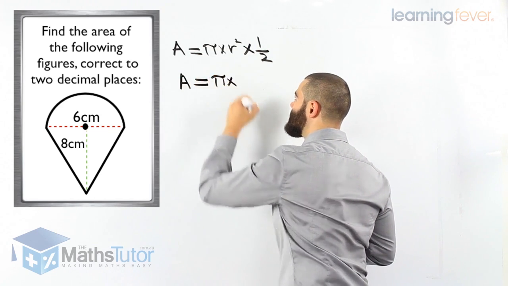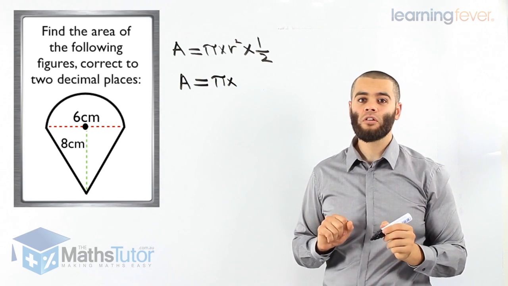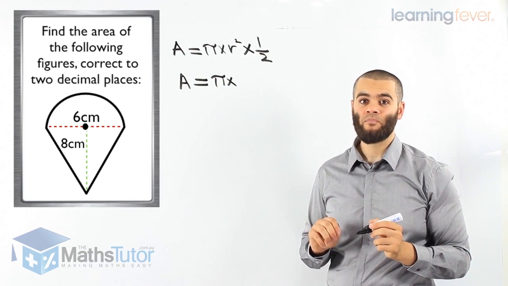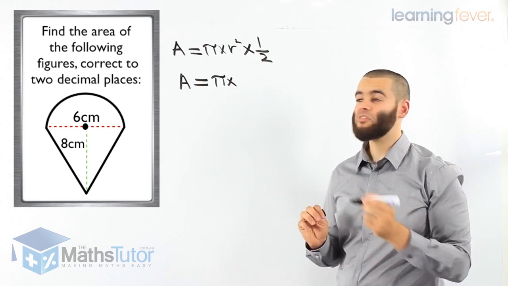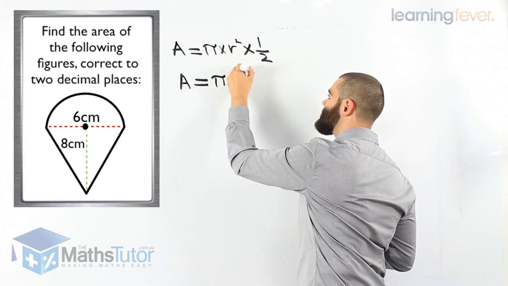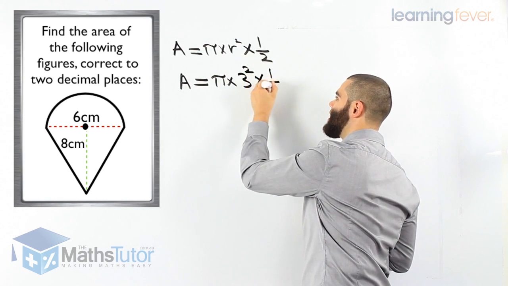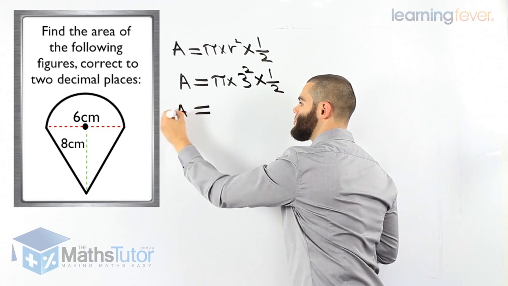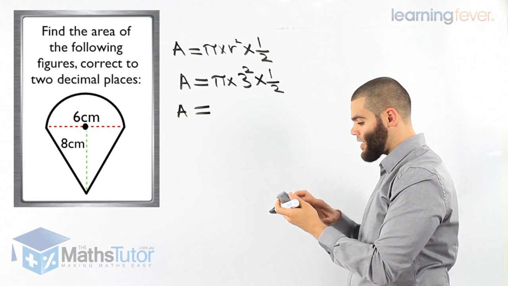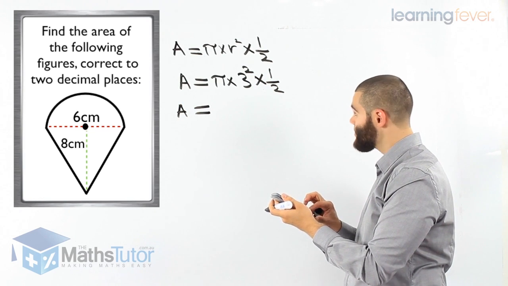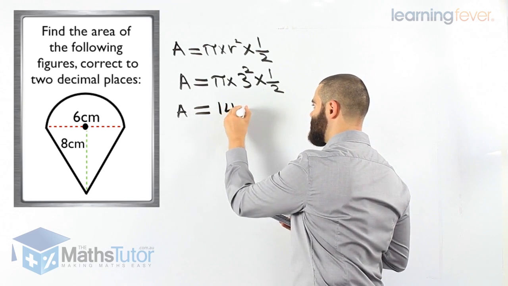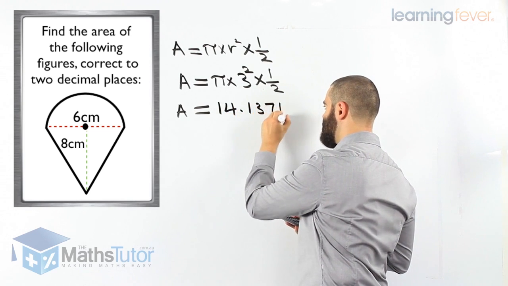Pi times, now the radius. We know that the horizontal red dotted line there is the diameter of 6 centimeters. Now we would like to know the radius. Half of 6, the radius is half of the diameter. It's going to be 3 squared times by a half. Okay, let's work out the area of the semicircle on top there. Pi times 3 squared times a half, 14.1371, and it keeps going.